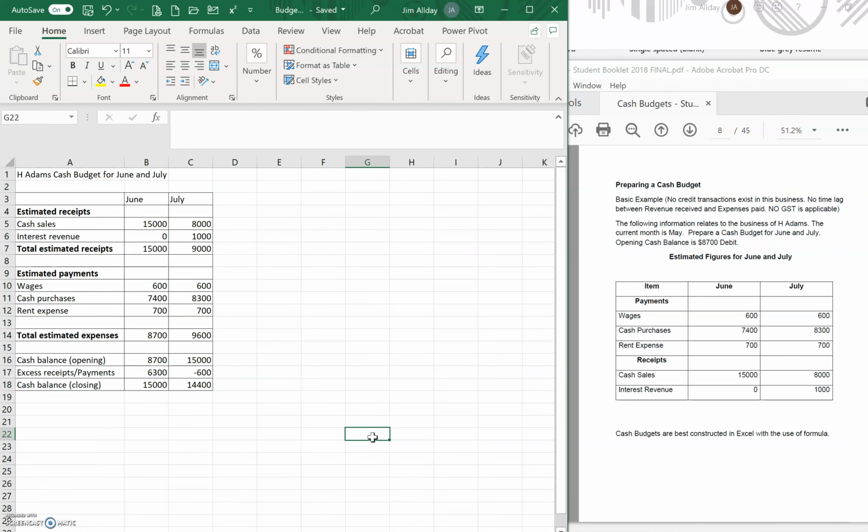Okay, so that's your first one done. Make sure, golden rules, we're always using formulas wherever we can and copying and dragging those formulas across.